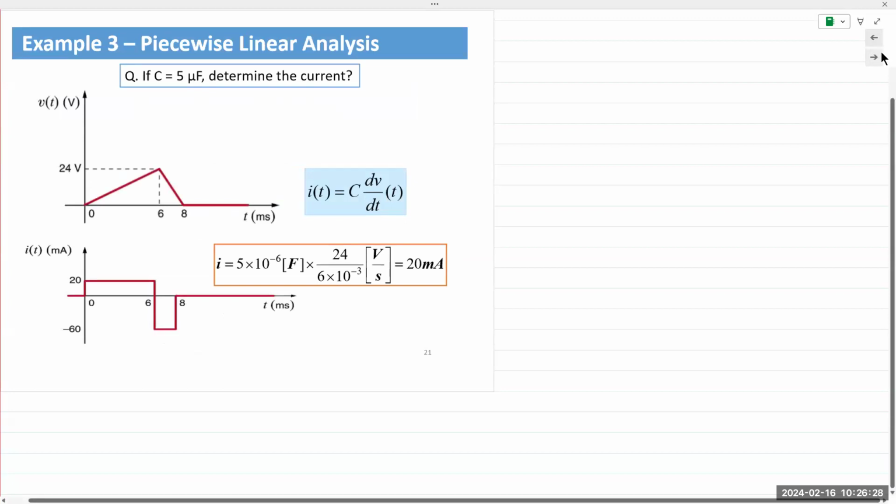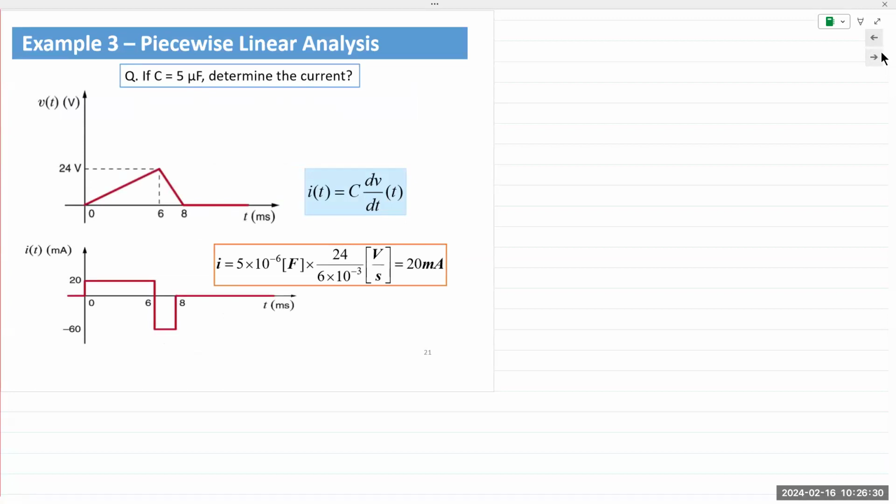How many of you have heard of piecewise linear analysis? All right, some of you, most of you, because it's a common technique in physics and science and engineering. And we also saw this earlier in superposition. You break up the circuit into smaller pieces, and that's what we're doing here.